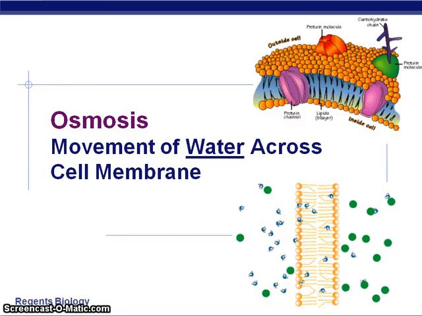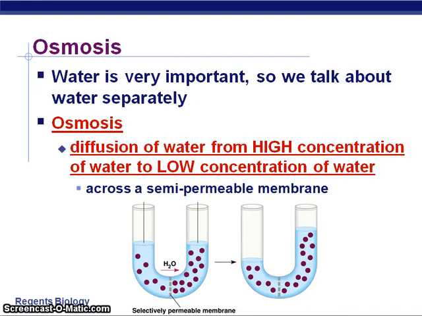Okay, osmosis. The definition of osmosis is that it is movement of water across a cell membrane. So water is really important, and so we have to talk about just water moving across the cell membrane. It's still considered diffusion, but it's just a special type of diffusion where it's just the movement of water from a high concentration to a low concentration across a semi-permeable membrane.